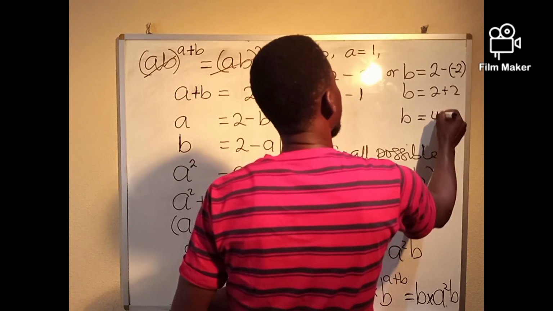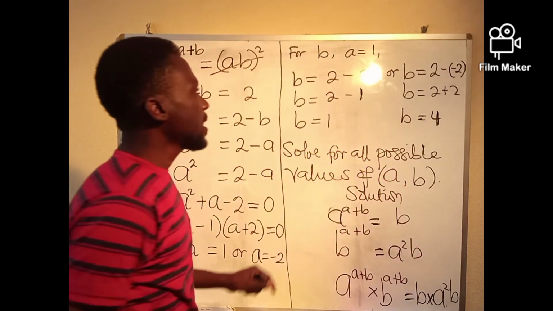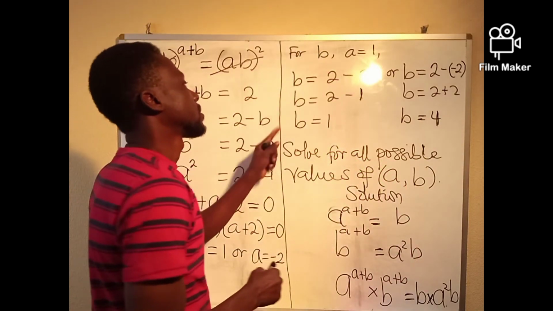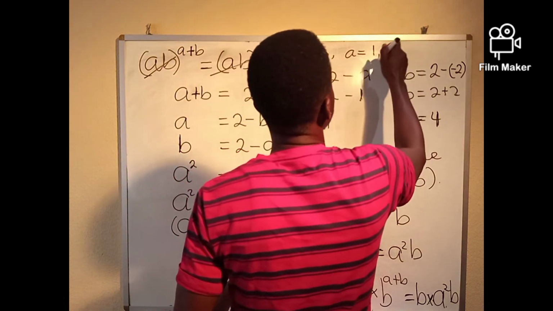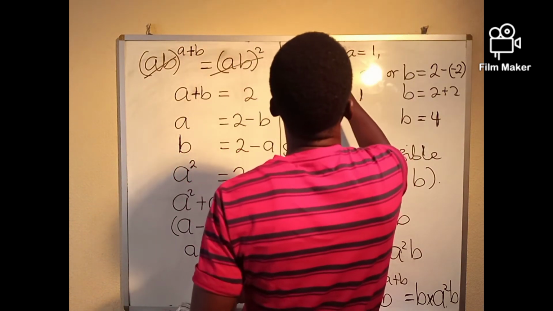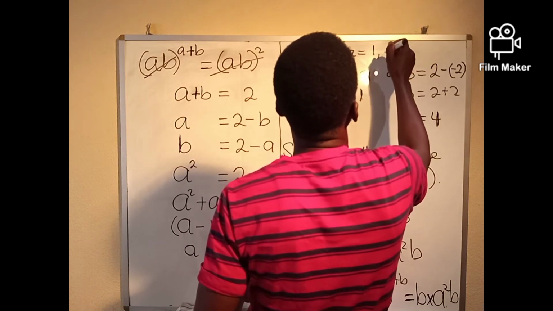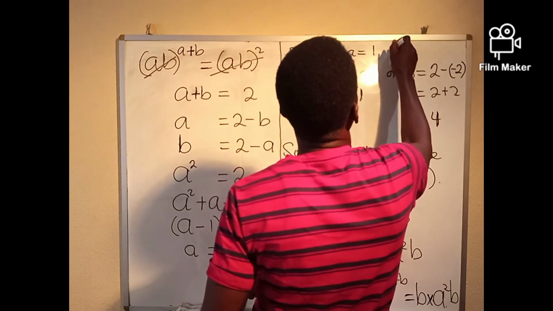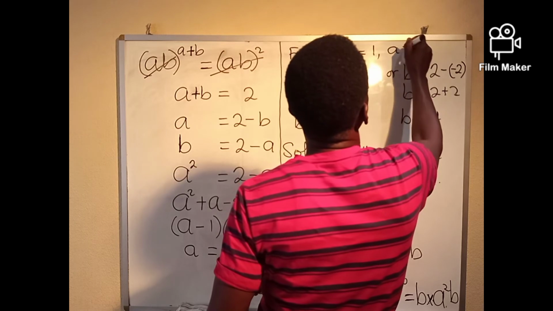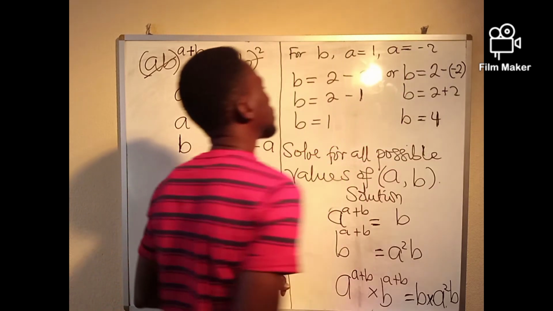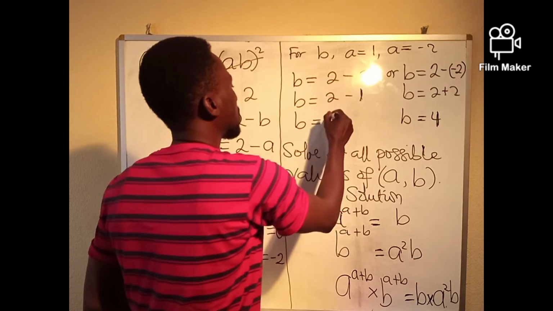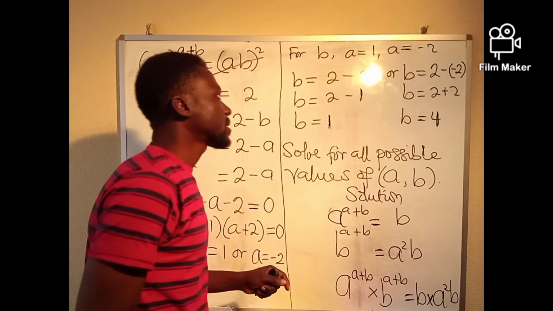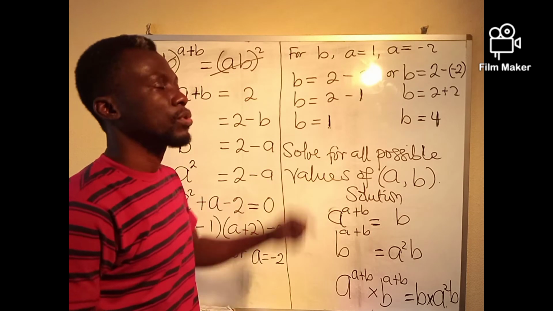All right, so it follows that when a is equal to 1, and when a is equal to negative 2, we shall substitute these two conditions. All right, so now what we are going to do is that when a is equal to 1, b is equal to 1.